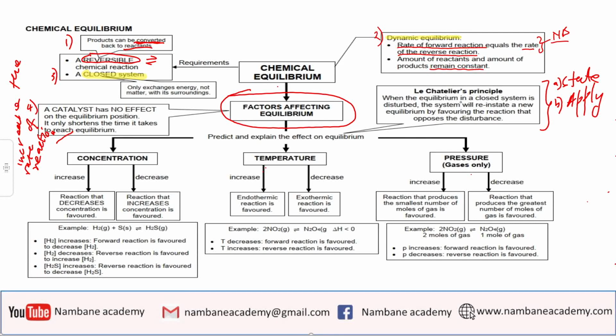When the equilibrium in a closed system is disturbed, the system will reinstate a new equilibrium by favoring the reaction that opposes the disturbance. So if you increase the temperature, the system will try to decrease it. If you add more of the reactants, the system will try to decrease them. So basically, Le Chatelier says whatever you disturb in the system, the principle itself is going to try and oppose the disturbance.